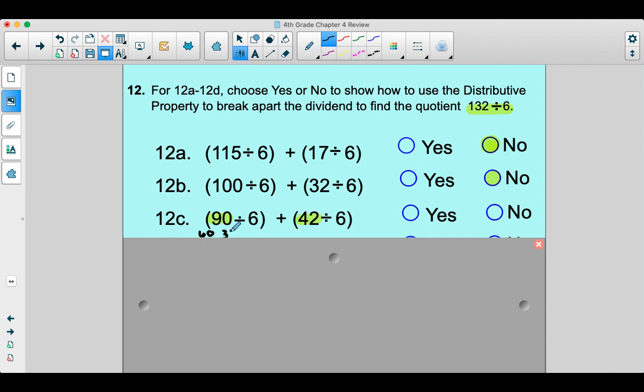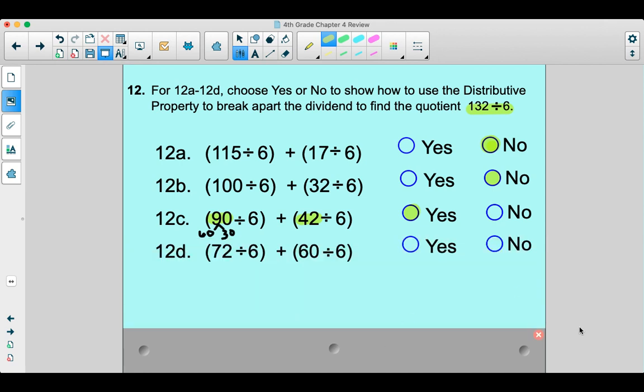Remember, it's like those number bonds from when we were little. We're not little anymore, but we can still use them to our advantage. And 60 divided by 6 is 10. 30 divided by 6 is 5. So I know that this is not going to have a remainder either. So the answer for this one is a yes. This one would be helpful in a way to use the distributive property for 132 divided by 6.